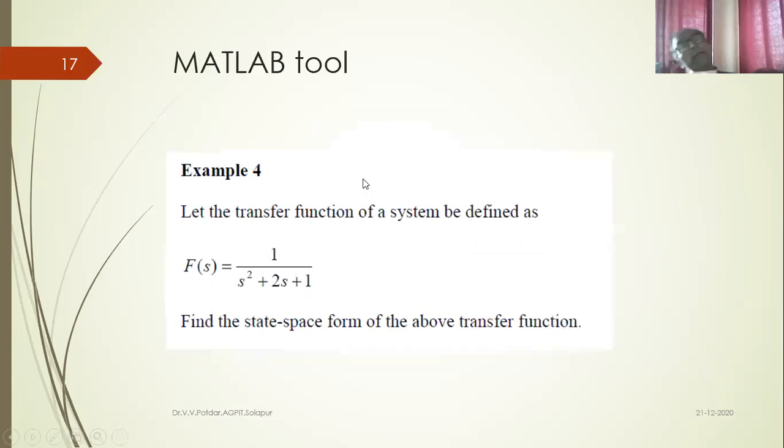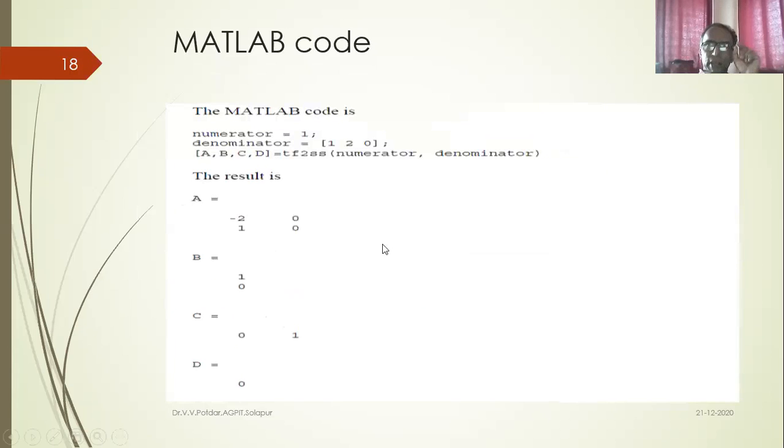Matlab, as I told you, the Matlab Toolbox can be used. Let the transfer function of a system be defined as F is equal to 1 upon s square plus 2s plus 1. Find the state space form of the above transfer function. So I use the command tf2ss. tf2ss is the command that is used.